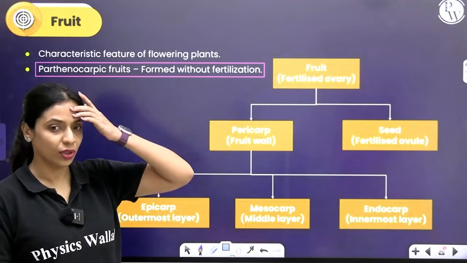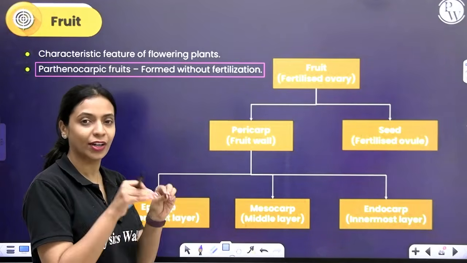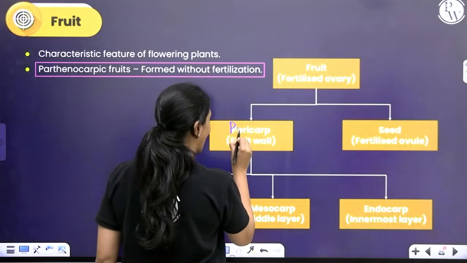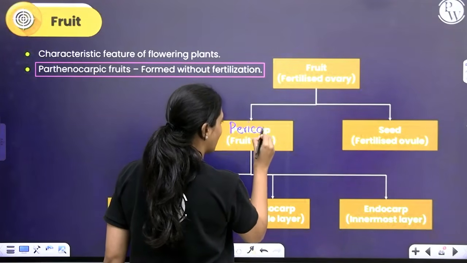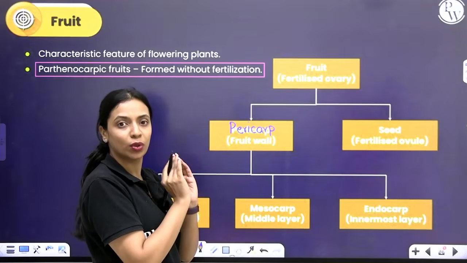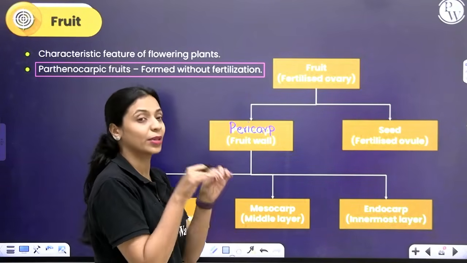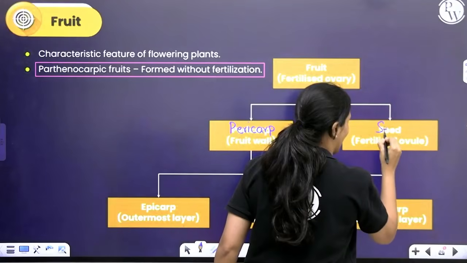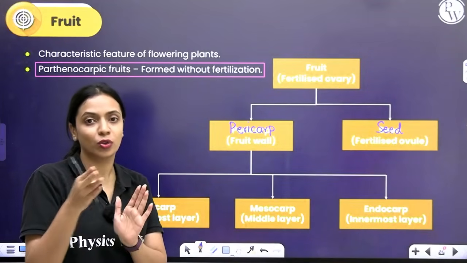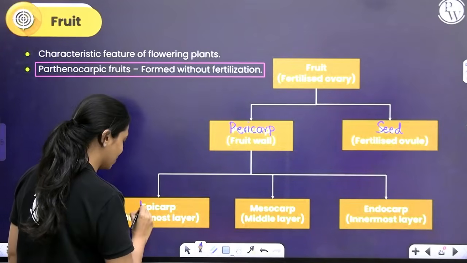Now in a fruit, you will have two parts. You will have the outer fruit wall and you will have the seed. The outer fruit wall is called the pericarp. Peri means around, carp means fruit. Around the outer wall of the fruit, which is formed from the wall of the ovary, that is called the pericarp. Inside that, what do we have? We have the seed. And this pericarp can further be divided into three different layers. An outer epicarp, epi means out.